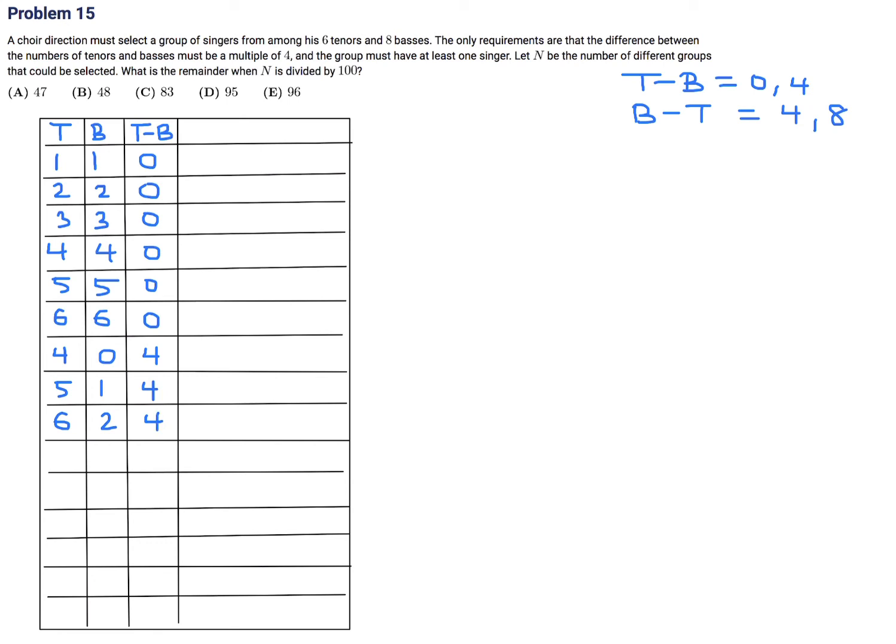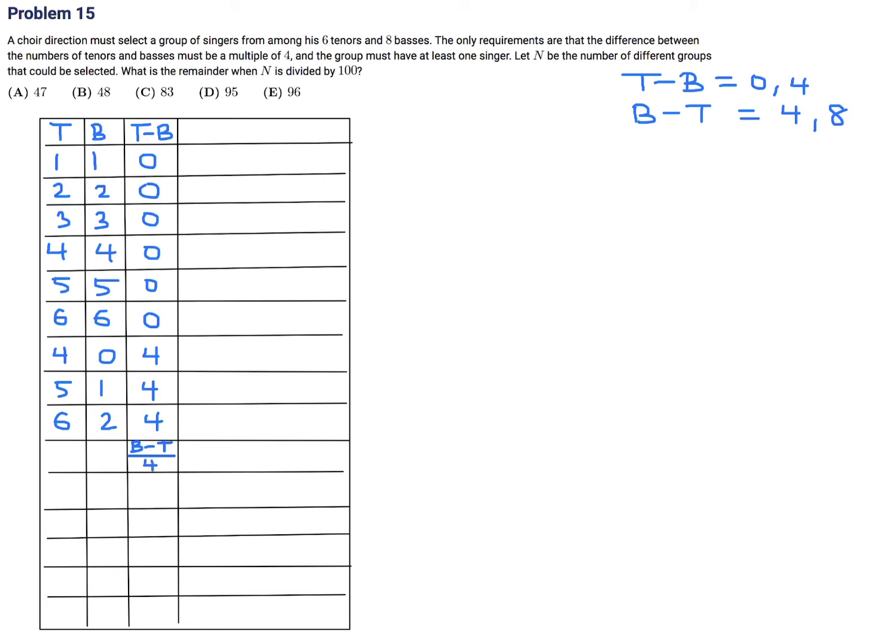Now we're going to do the b minus t. So now this is going to be b minus t. It's still going to be t and b in the other columns, but now we're doing b minus t. B minus t, we only have 2 choices, 4 and 8.